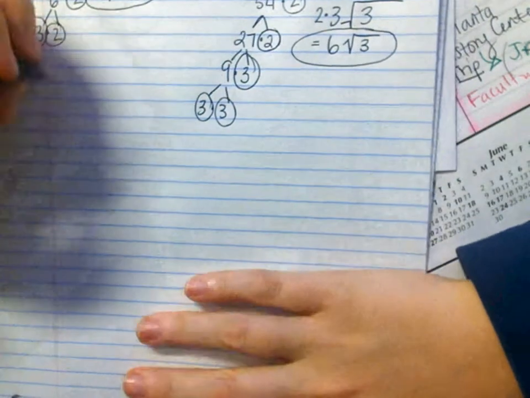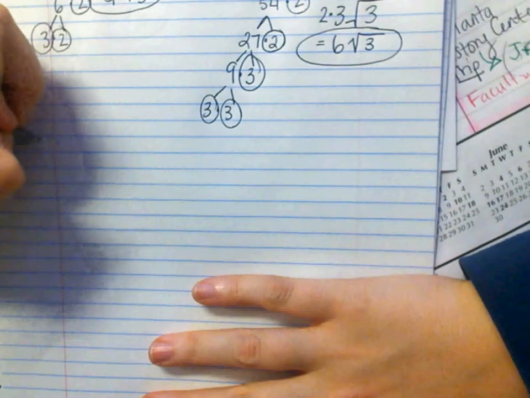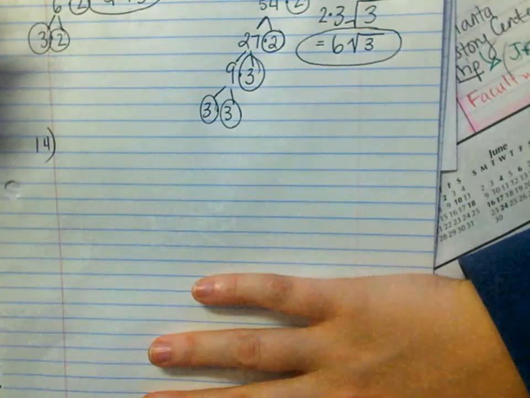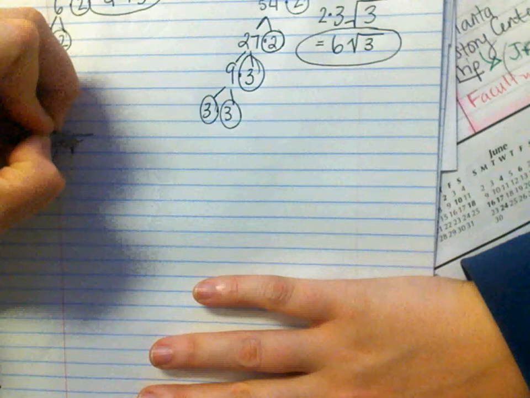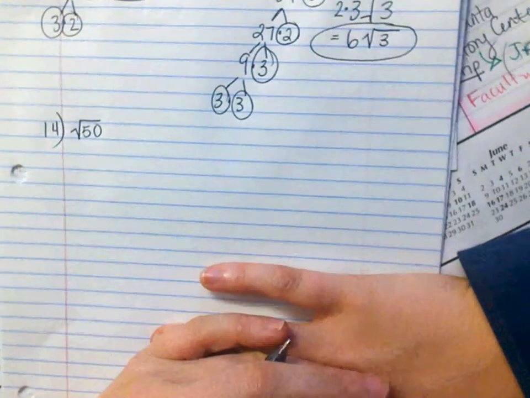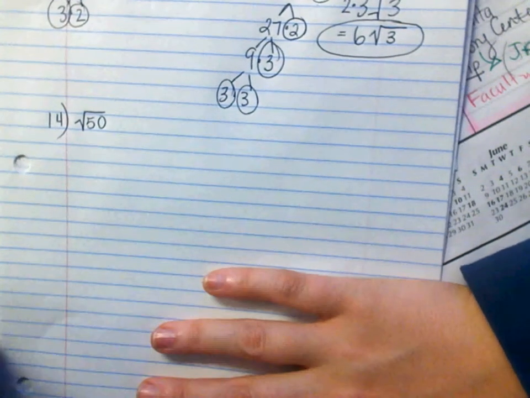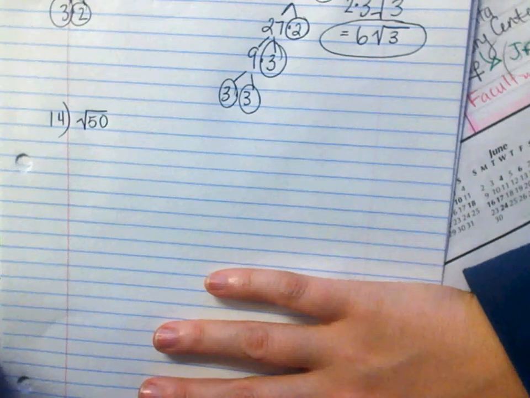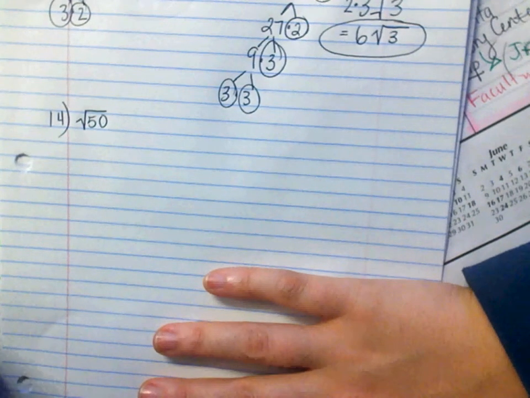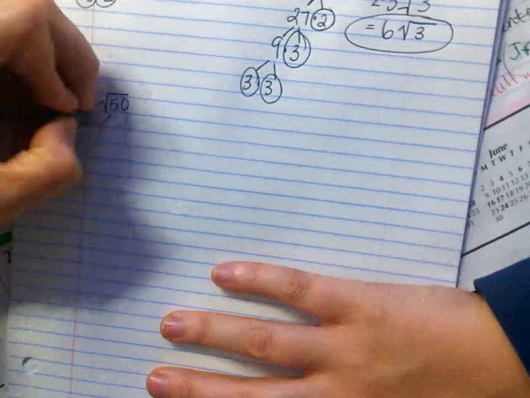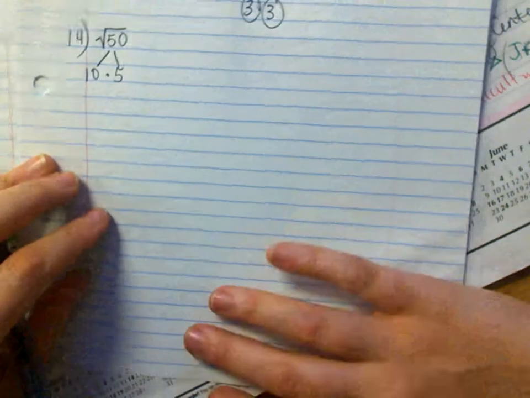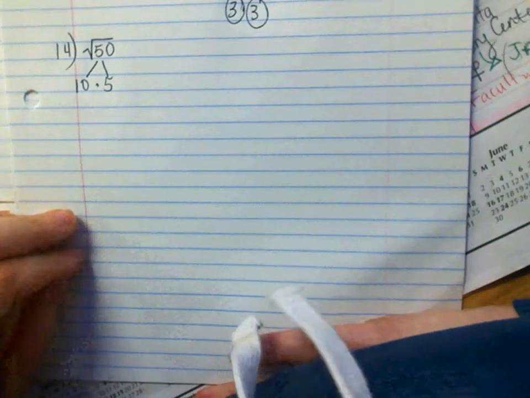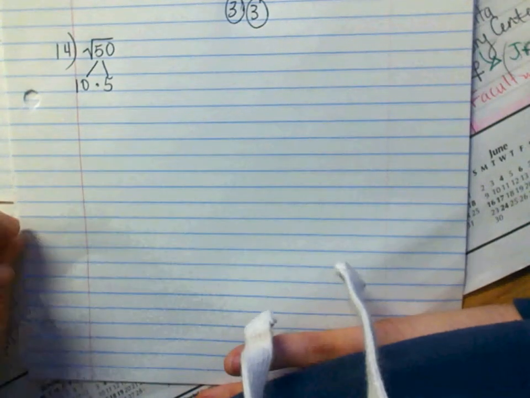Okay, moving along to number 14. The square root of 50. Numbers that end with 0 are always divisible by 10. So 10 times something is going to give me 50. Now, I happen to know that 10 times 5 gives me 50. Like I said, a little bit of multiplication fact knowledge is going to go a long way here.